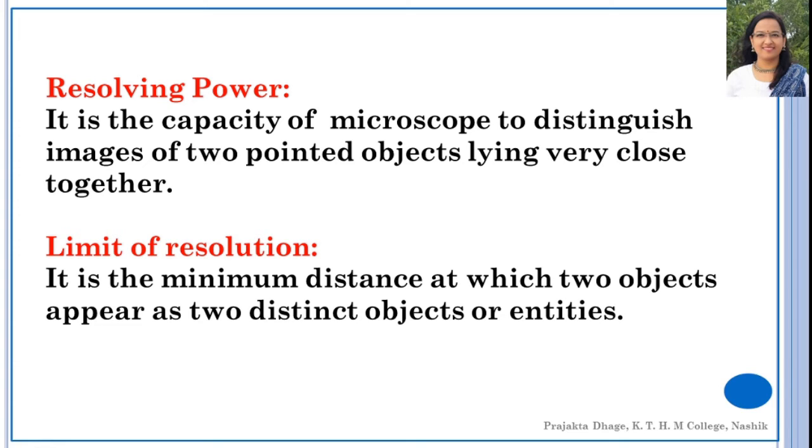Why did I repeat this? Because I wanted to explain what the limit of resolution is. Resolving power has already been talked about in the previous video. So, limit of resolution is the minimum distance at which two objects appear as two distinct objects or entities. The limit of resolution is inversely proportional to the resolving power, and it is directly proportional to the wavelength of the light used.